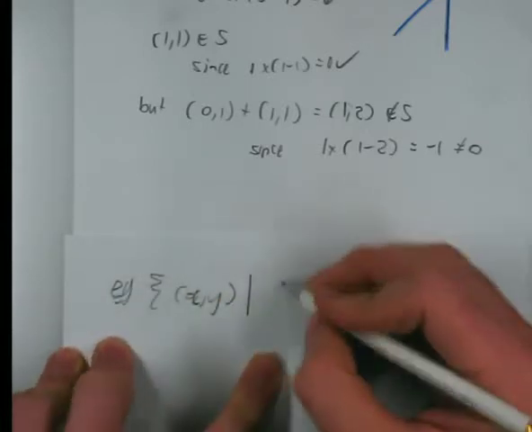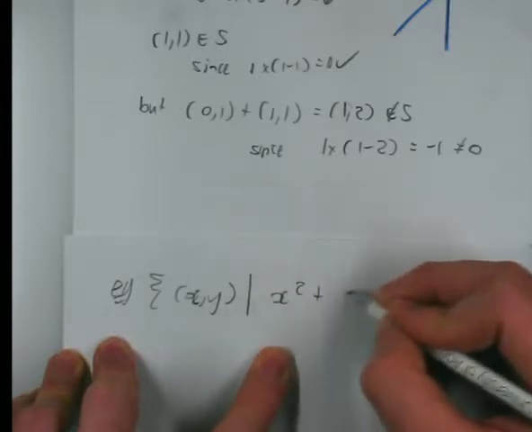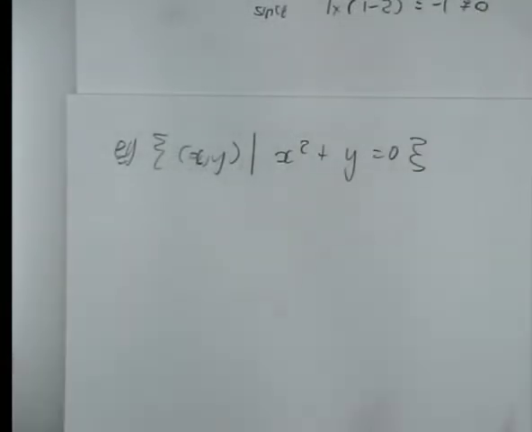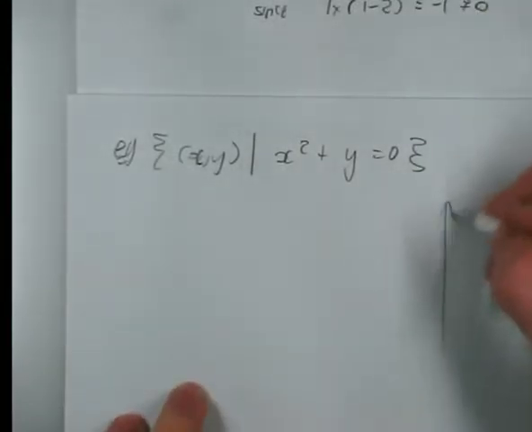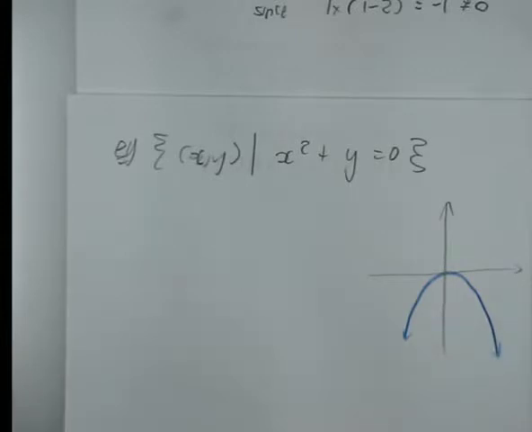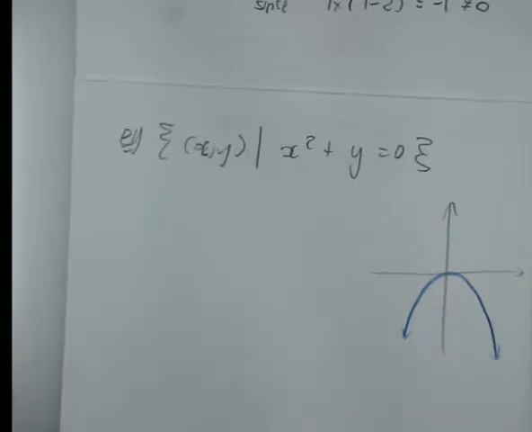So, showing that things aren't subspaces. That one there, if I rearrange that, that's y equals minus x squared, so I can imagine what that looks like. Y equals minus x squared, which is totally not a subspace because subspaces have to be straight lines.